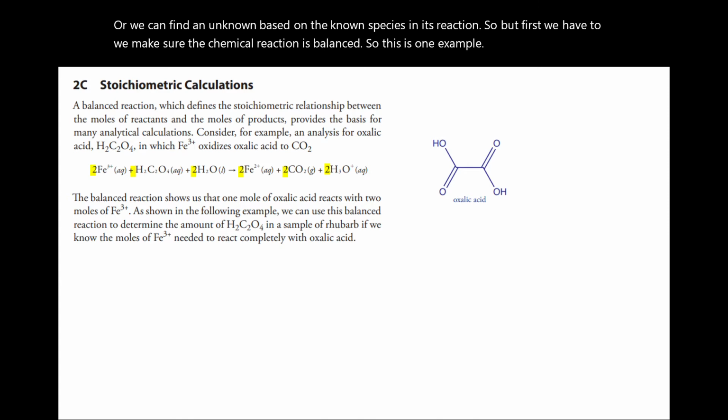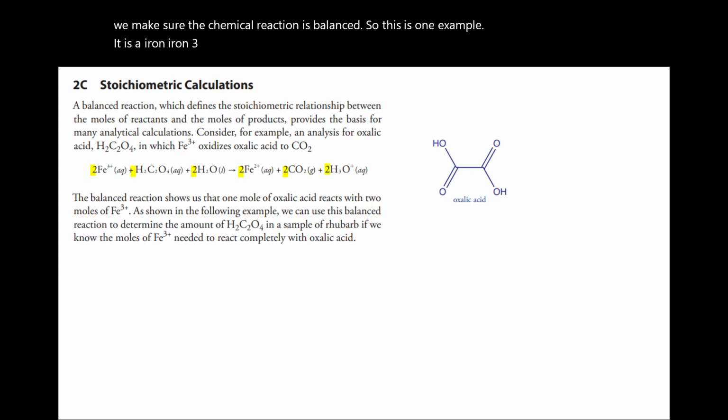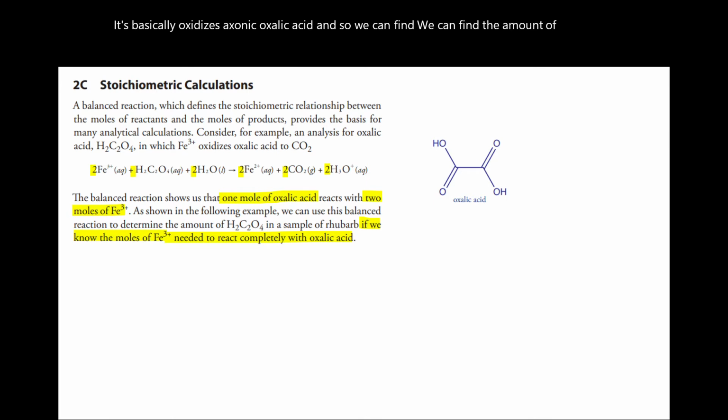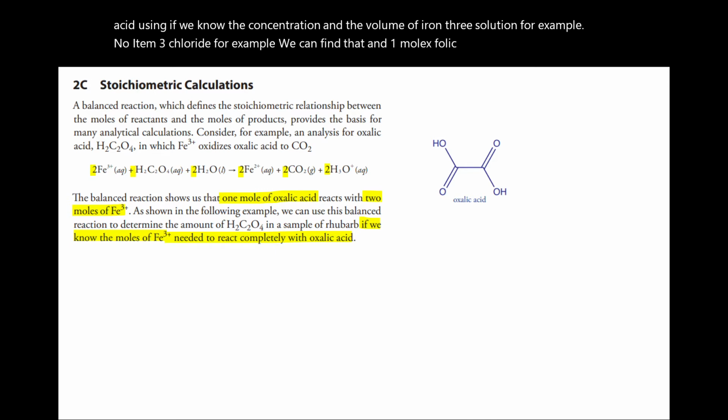Iron 3 ions react with oxalic acid. It basically oxidizes oxalic acid, and so we can find the amount of oxalic acid if we know the concentration and the volume of the iron 3 solution, for example iron 3 chloride. 1 mole of oxalic acid reacts with 2 moles of iron. So that's what we see here.